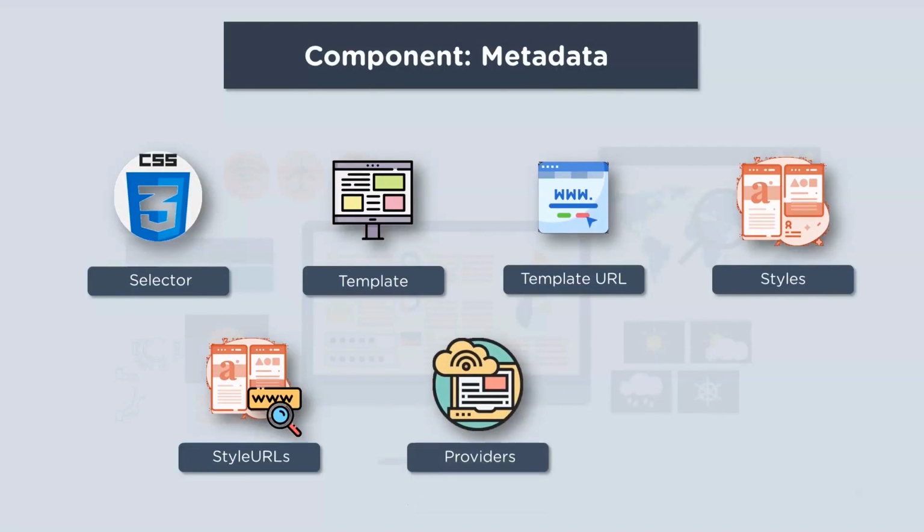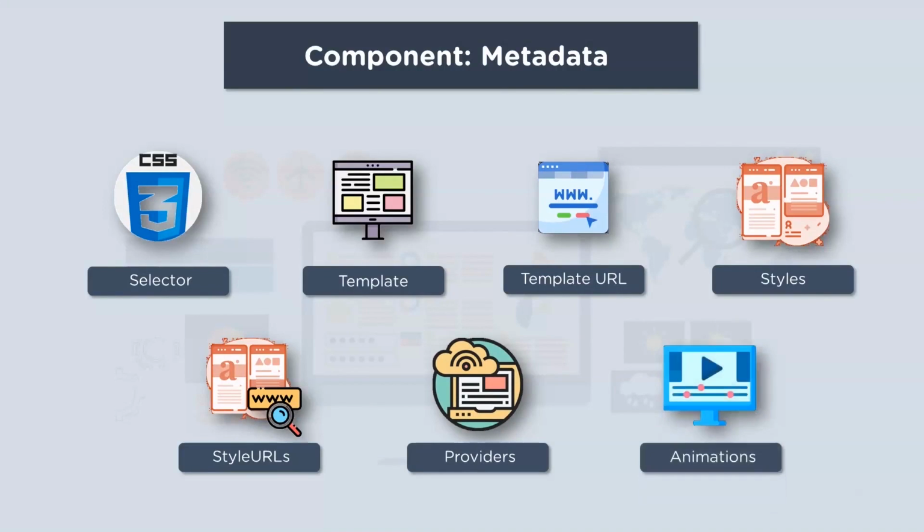Next up, you have providers. Now, this is again an array where certain services can be registered for your component. Lastly, we have animations. As the name suggests, these are animations that can be listed for your components.